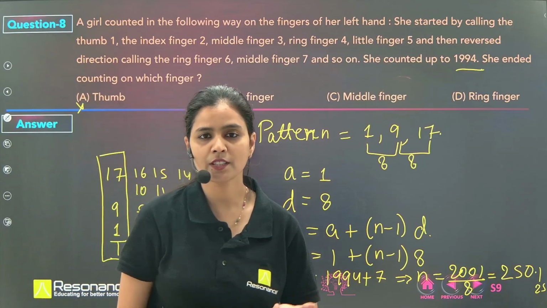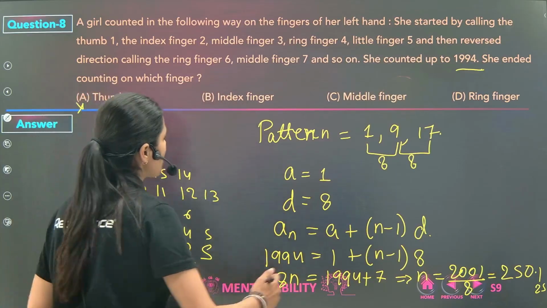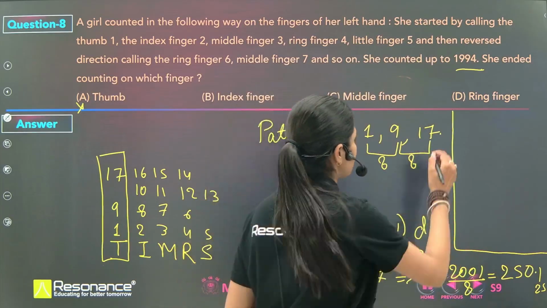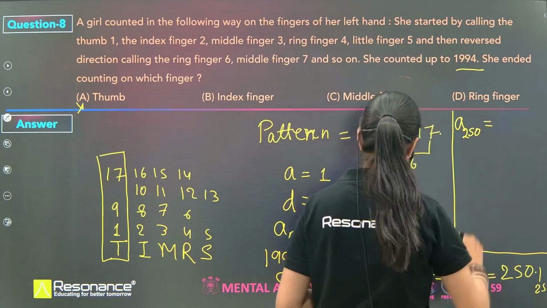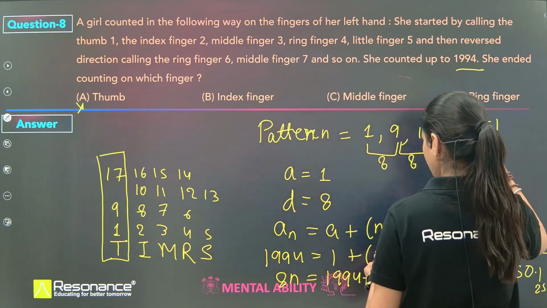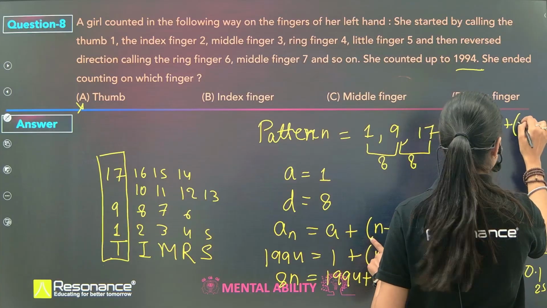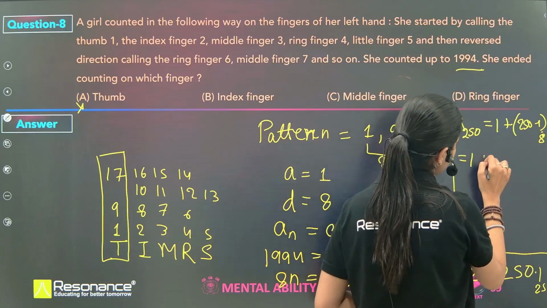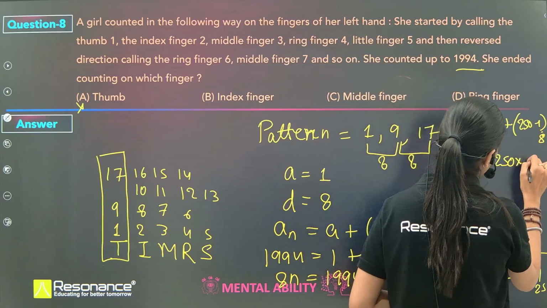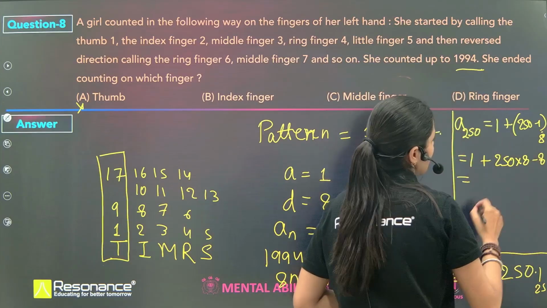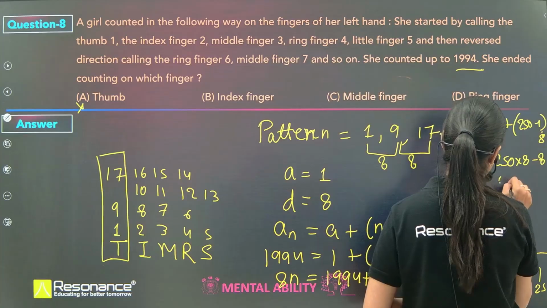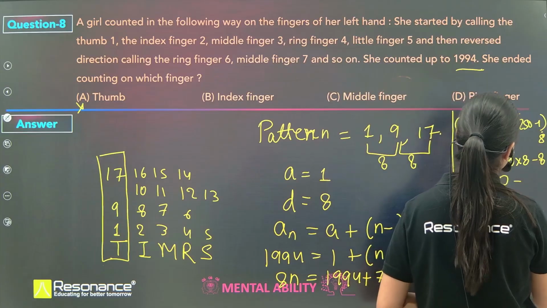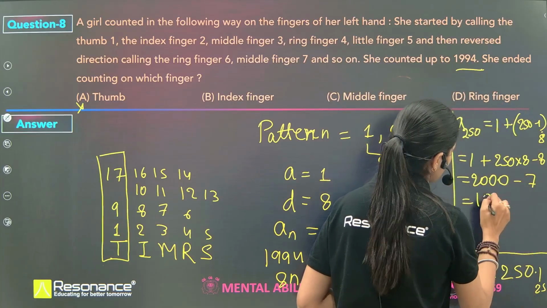Now if it is not coming on the thumb, then on which finger is it coming? You see 250.125, so let's find the term 250. That means we have to find a250. We have the first term 1, so 1 plus (250 minus 1) multiplied by 8, which is 1 plus 250 into 8 minus 8. That gives 2000 minus 7, so it is coming out to be 1993.